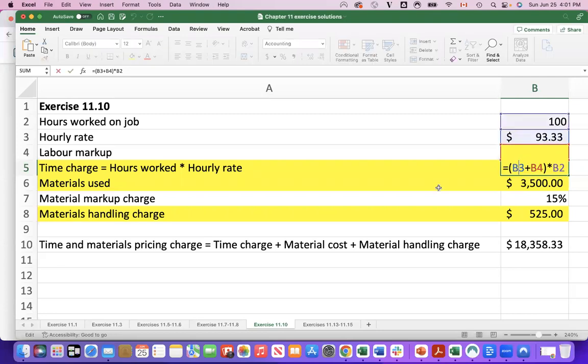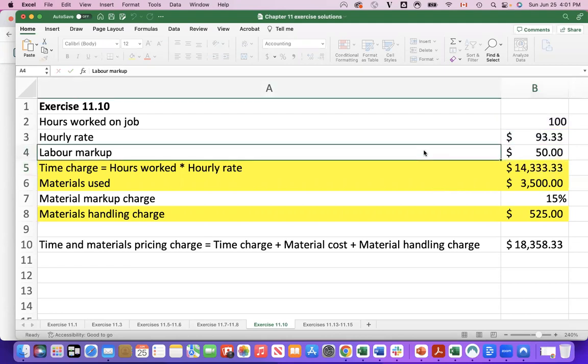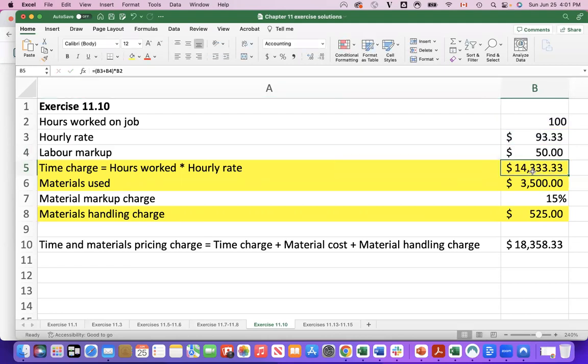So again, I had an error in the formula, so my apologies there. It's the hourly rate of $93.33 plus the markup of 50 times the hours worked of 100. So we're going to charge, for a time perspective, $14,333.33. But that's just for time.